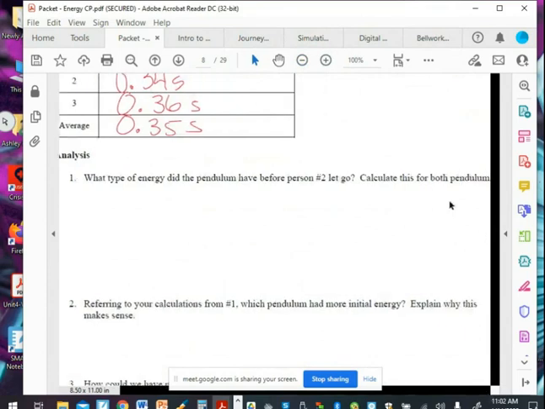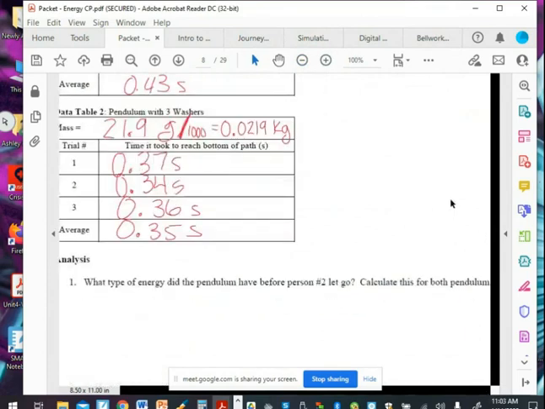All right. So question number 1 says, what type of energy did the pendulum have before person number 2 let go? So person number 2 was the person that was letting go of the pendulum for each of your swings. Excuse me. And so we want to first answer this question here. So what type of energy do they have before the person number 2 let them go? So they're holding it, right? It's above the surface of the earth. It's got a height. It has a mass. That looks to me, since it's not moving, like it's going to be GPE, okay? So GPE is the type of energy that I have right before that person lets them go.